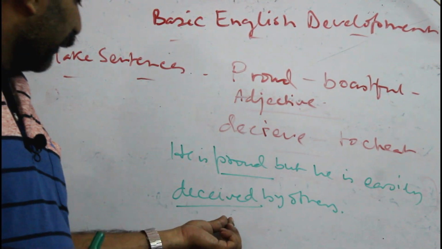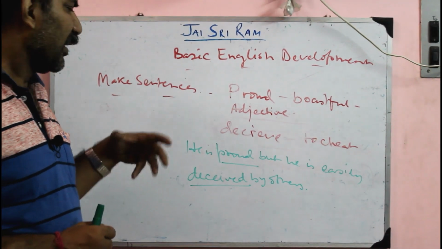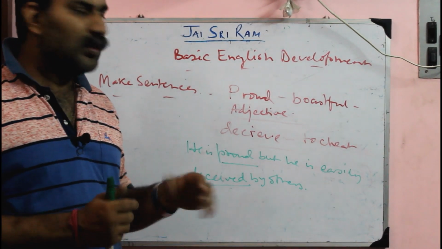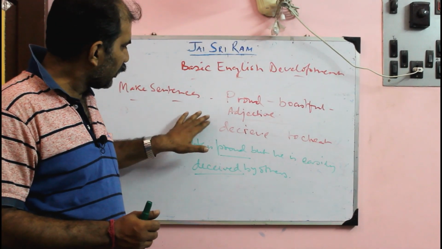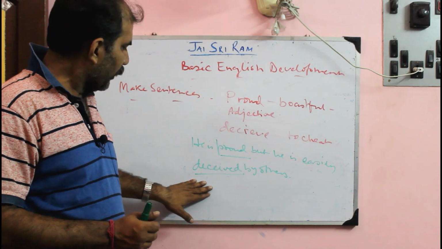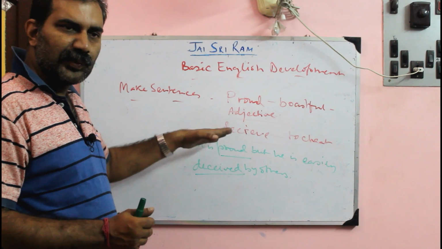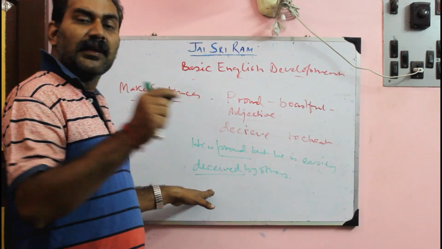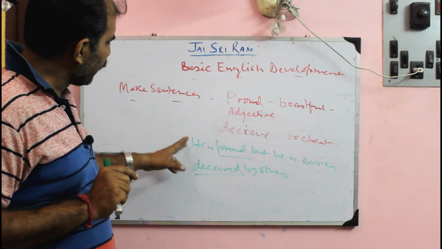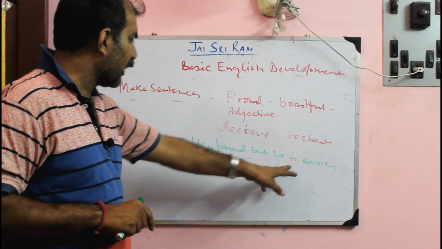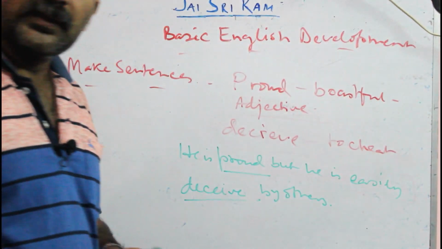Here the form of the word is changed a little bit. In some cases, students, in order to use the exact word, make a sentence using the word exactly, whereas that form of the word does not fit. If you see the sentence, "He is proud but he is easily deceived," here we are using the passive construction. If we give "deceive" only, then it would be wrong.